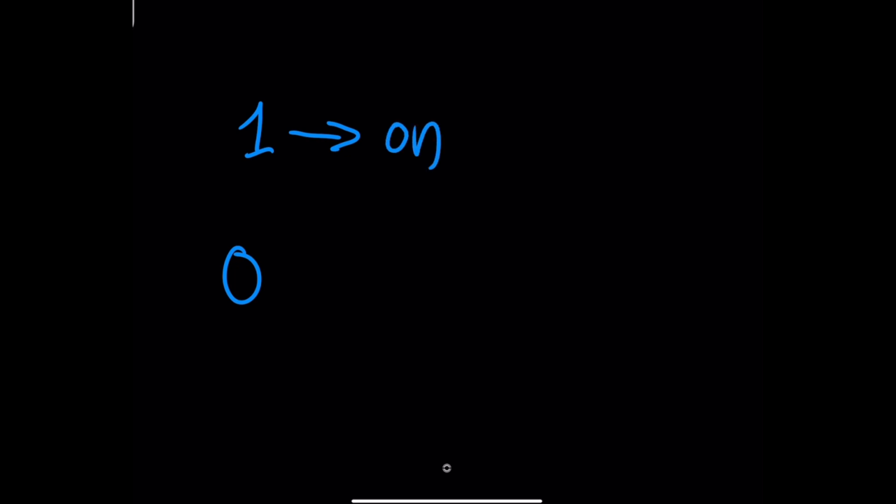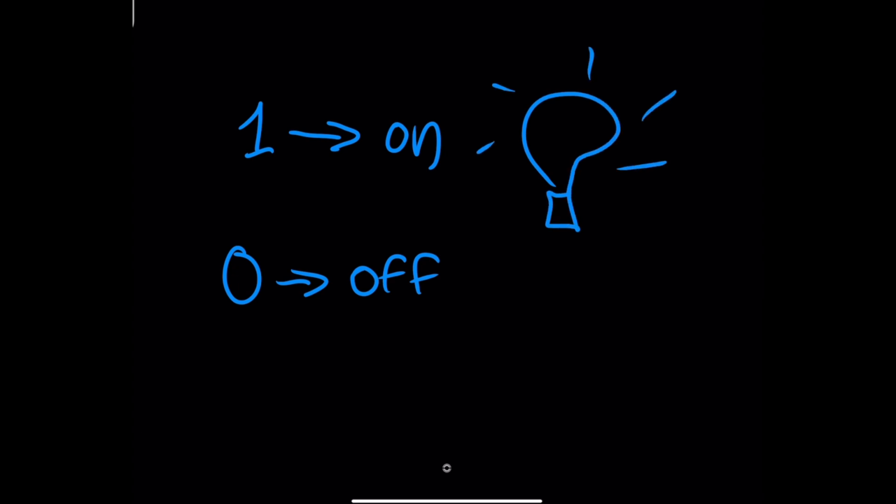1 means on, and 0 means off, like a light switch. A light bulb going on, or a light bulb slowly turning off. So that's all we need to know. So let's move on. First, let's try something simple, like decimal 3.